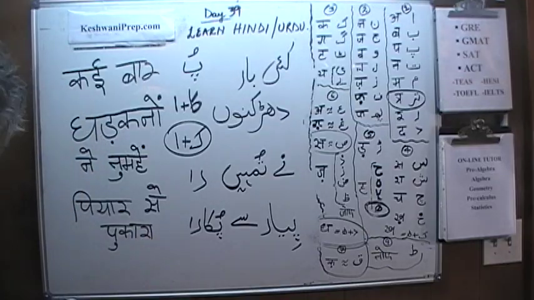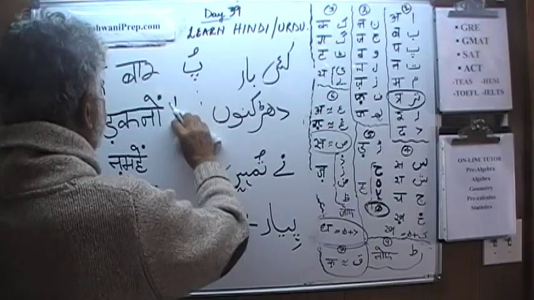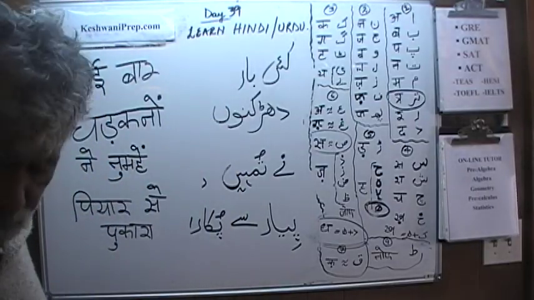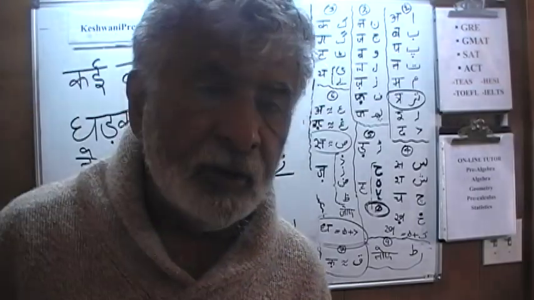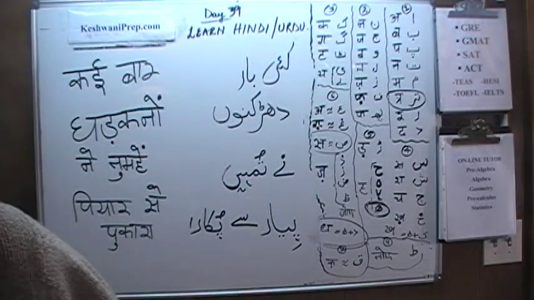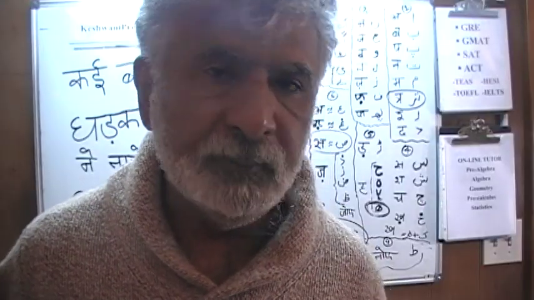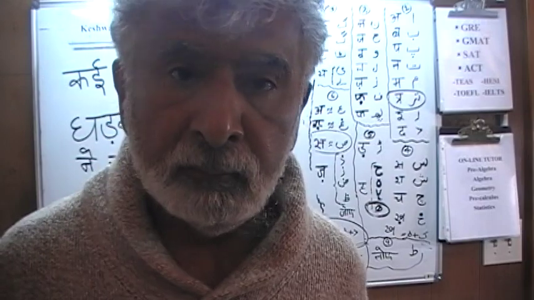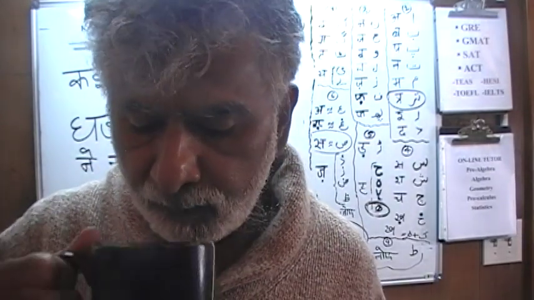पुकारा. What does it mean, pukara? Pukara means to call out somebody. Pukara means to call somebody. A synonym of pukara is bulana. Bulana, pukara, same thing. Bulana, usko bulao. Call him. Usko pukare. Usko pukare, usko bulaएं. Bulaएं, pukare, same thing.